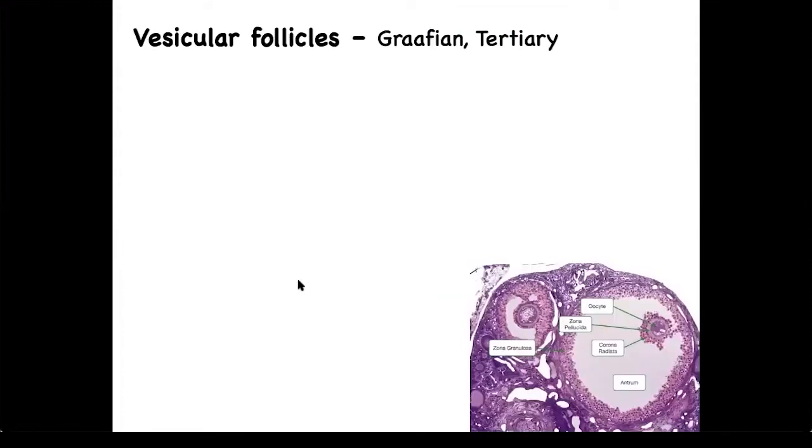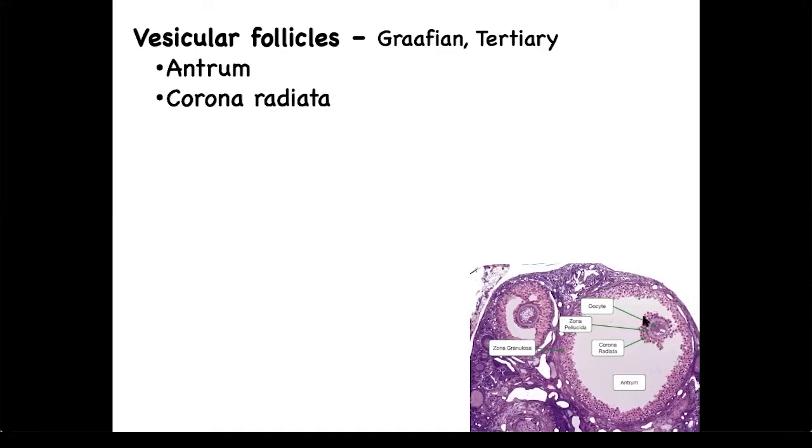Fluid begins to accumulate between the granulosa cells. A cavity called the antrum with the fluid appears. At this point, the secondary follicle is a vesicular follicle. The fluid surrounds most of the oocyte, although there is a column of granulosa cells here, and the granulosa cells that are around the oocyte initially remain with the oocyte.